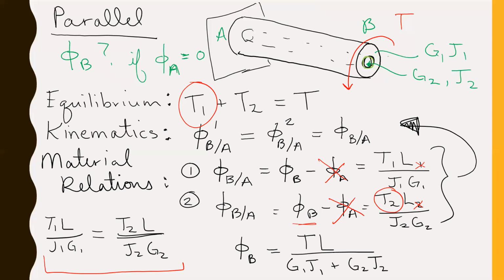Questions? So the moral of the story is, on any problem, start with equilibrium, then kinematics, then material relations. Was that tau on the bottom? Is it tau 1, tau 2, or just T1? Oh, J. Yeah, in the denominator, those are J's.